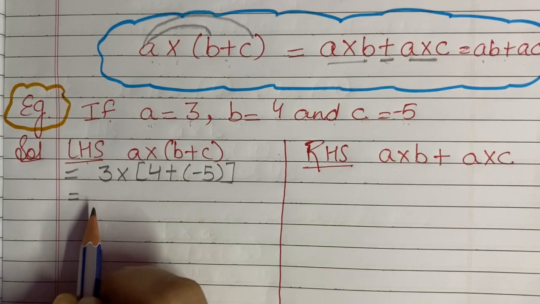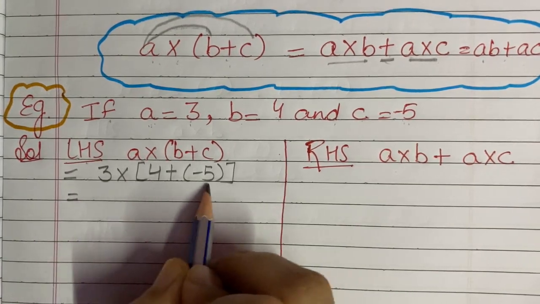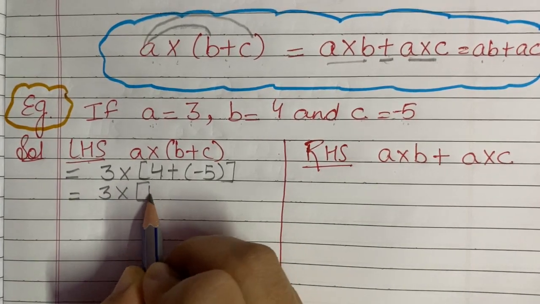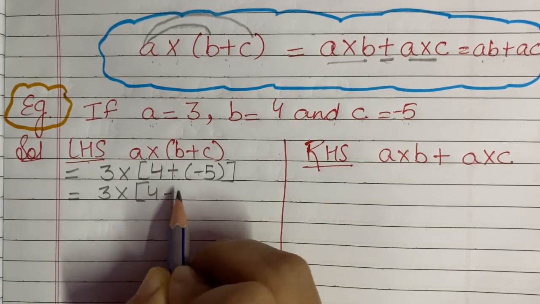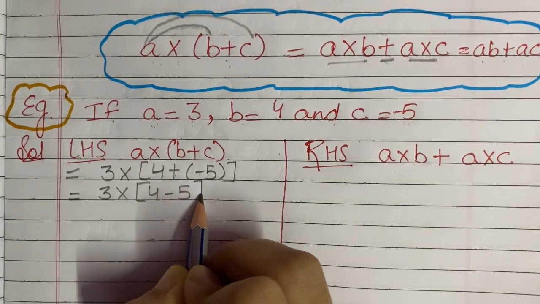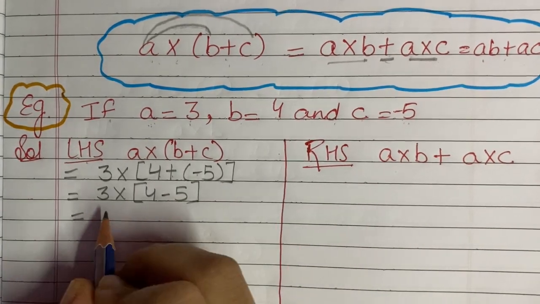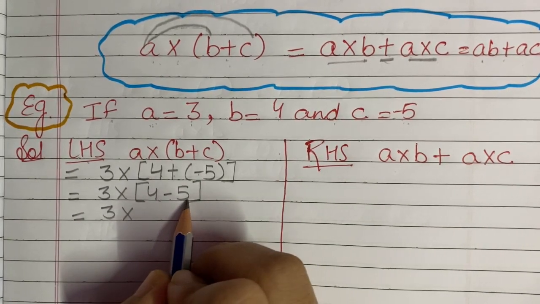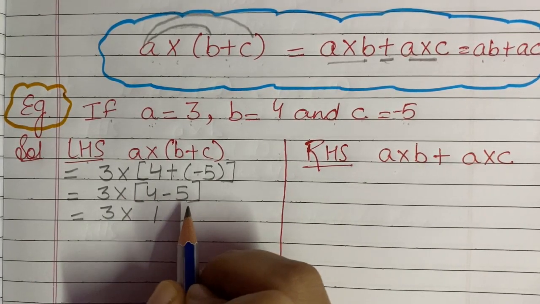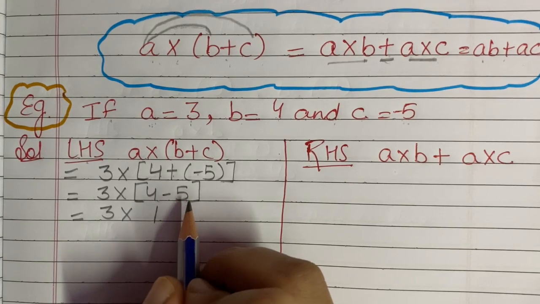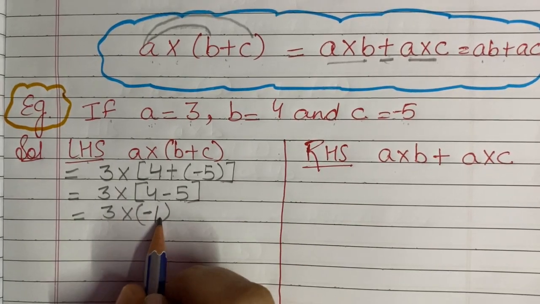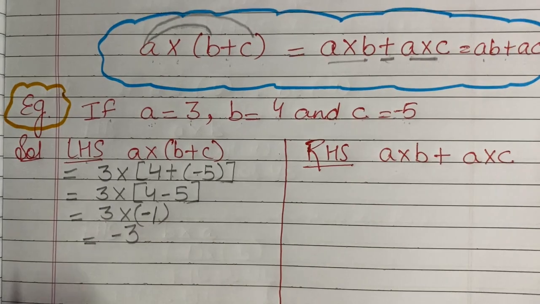Now according to your BODMAS rule, first of all you will solve this bracket. So this 3 multiply as it is, 4 as it is, this plus minus will become minus 5, and bracket close. In the next step, 3 multiply by, now solve this bracket. 4 is positive, 5 is negative. That means we will find the difference, and the difference will be 1, and we will take the sign of the greater number, and the greater number is 5. So the minus sign will come, and 3 multiplied by minus 1 gives us minus 3.